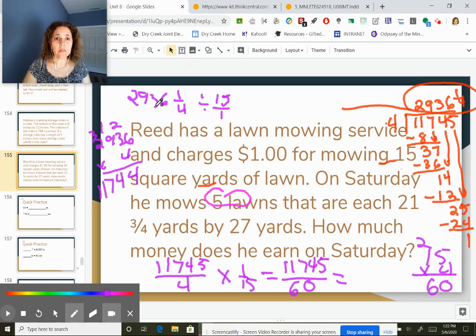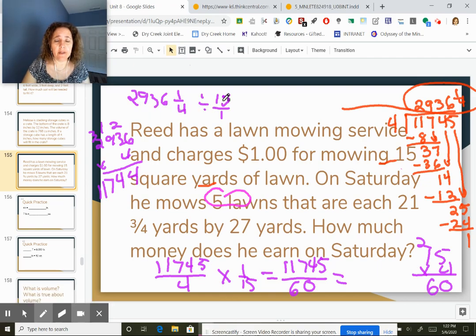Okay, so this is what we have so far. 2,936 and 1/4 divided by 15, or 15 over 1. Okay, so first I've got to figure out what this is. So I've got to multiply 2,936 times 4.